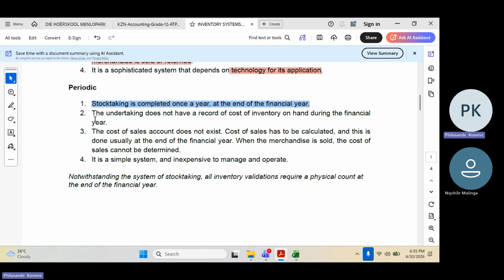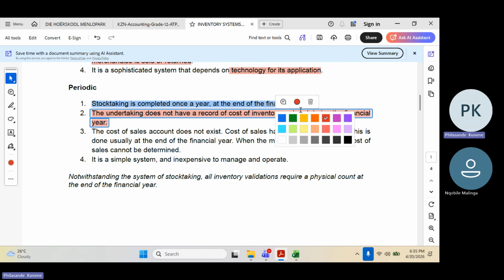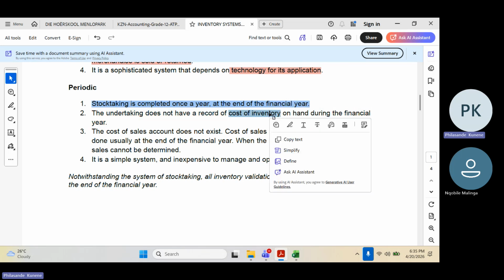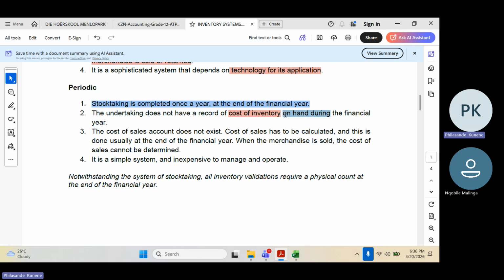Okay, let's carry on. Number 2, for periodic, they're saying here, the undertaking does not have a record of cost of inventory on hand during the financial year. Can you see there? The undertaking does not have a record of cost of inventory during the financial year, which means during the financial year, we cannot determine cost of inventory on hand. We can only get that at the end of the year.